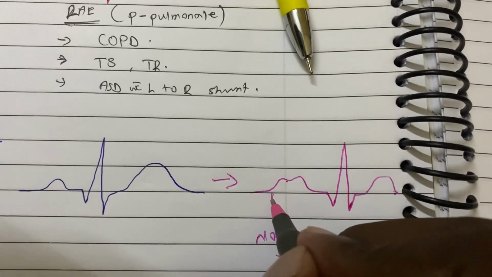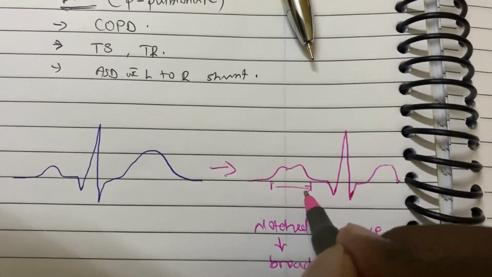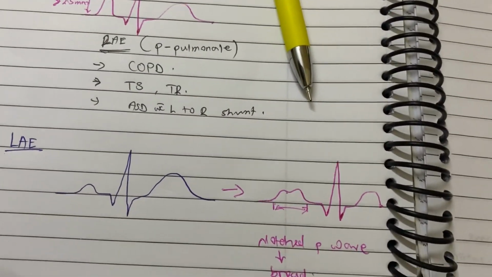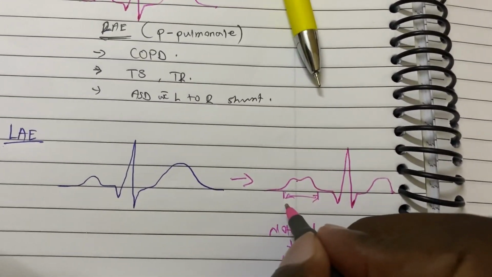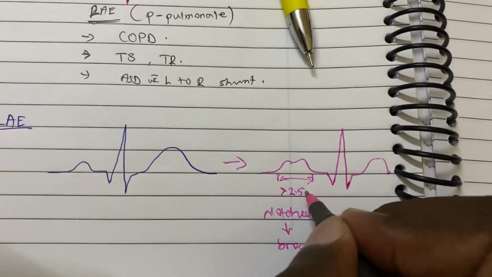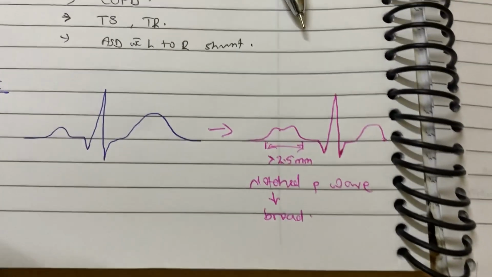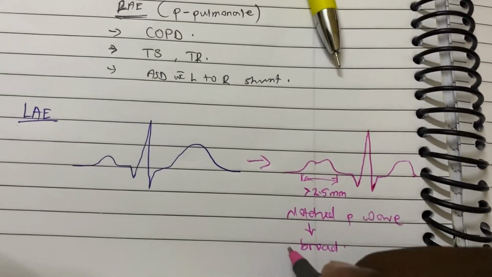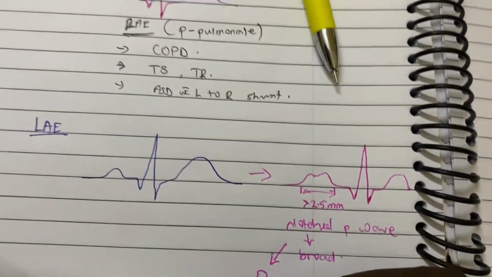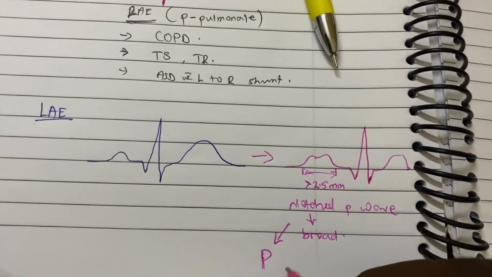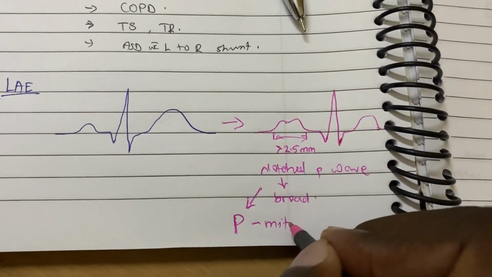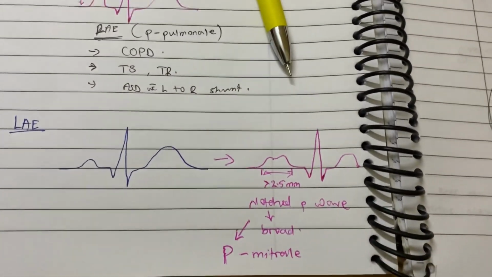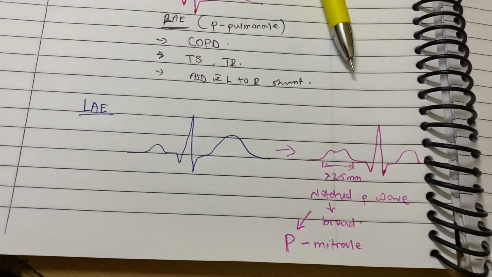So here, from here up to this point, we said it has to be equal to 2.5 millimeters. It's going to be more than 2.5 millimeters in right atrial enlargement, so left atrial enlargement. So this one is called P mitral, because it looks like an M, and also it is located towards the mitral valve.